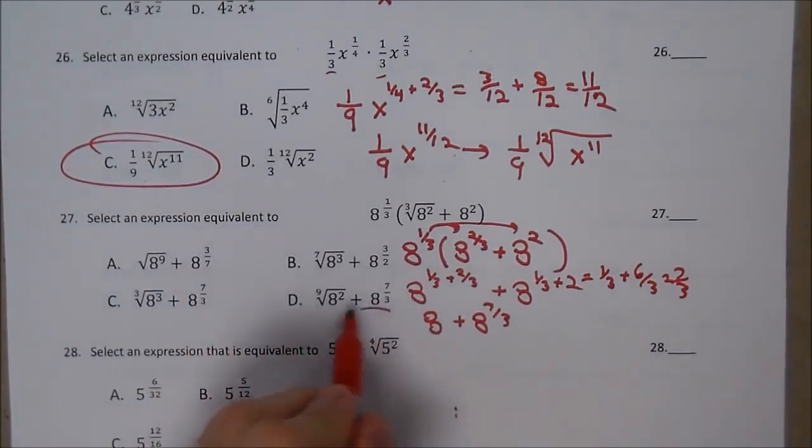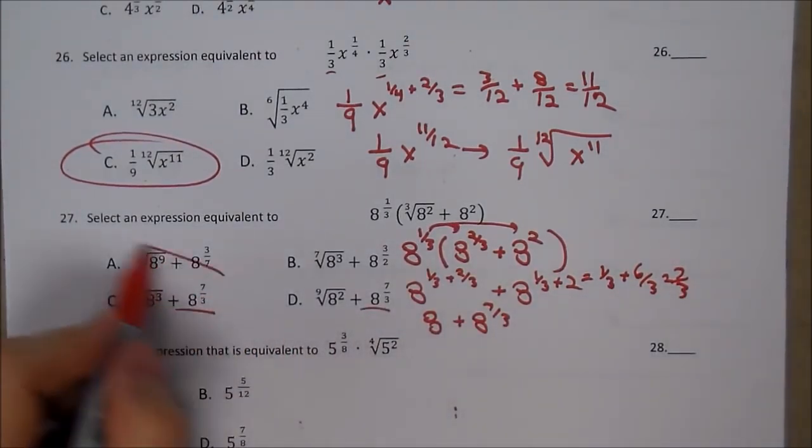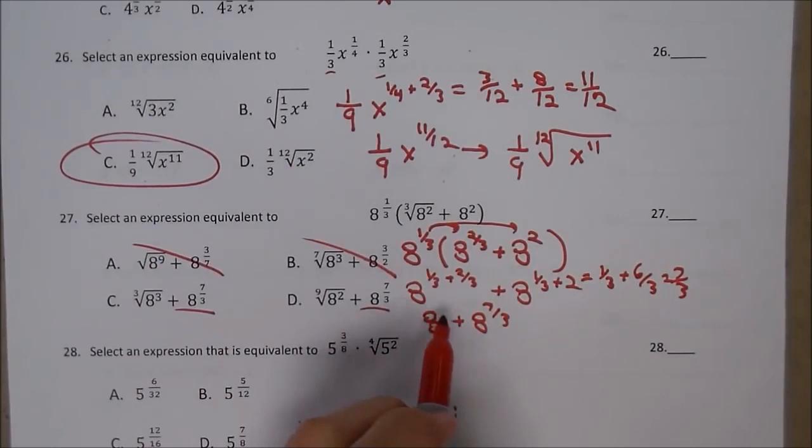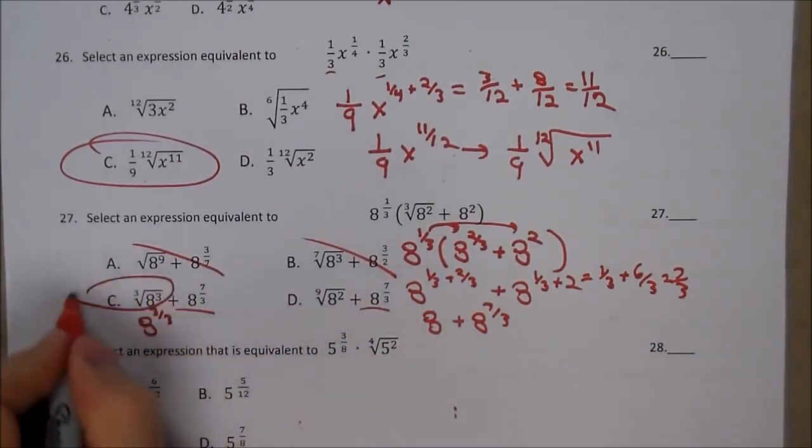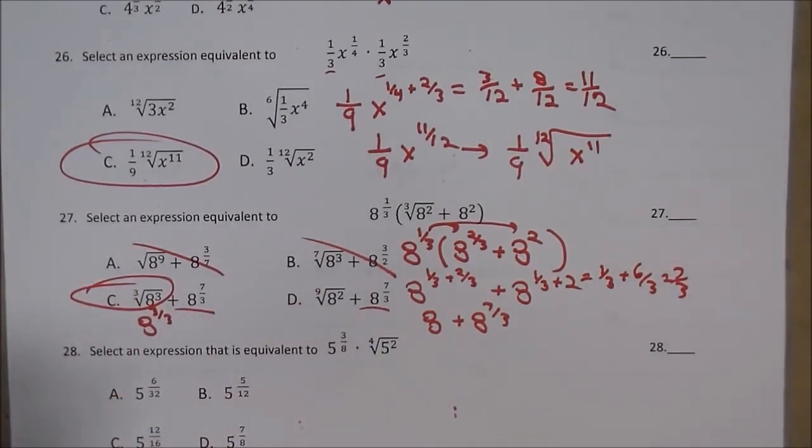So looking through, I got 8 to the 7/3, 8 to the 7/3. So those are at least in, but I need an 8. Well, this one, trying to trick us, is actually 8 to the 3/3. It would work. Our answer is going to be C.